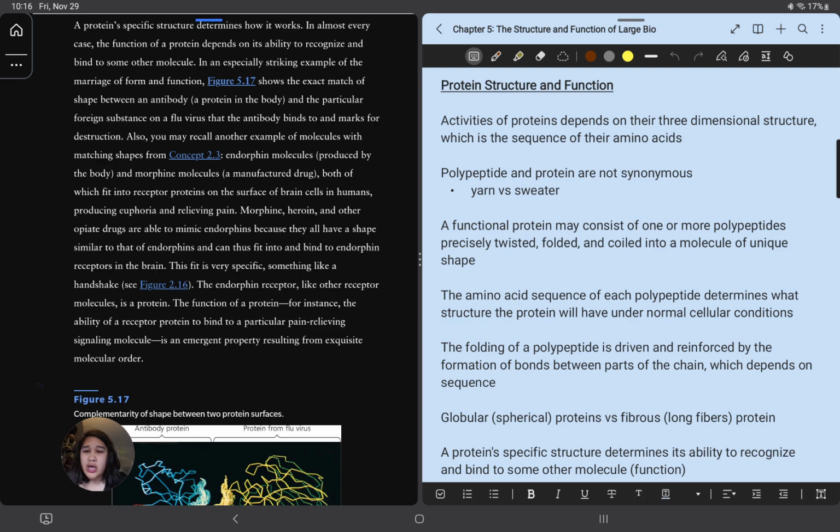Also, you may recall another example of molecules with matching shapes from Figure 2.3: endorphin molecules produced by the body and morphine molecules, a manufactured drug, both of which fit into the receptor proteins on the surface of brain cells in humans, producing euphoria and relieving pain. Morphine, heroin, and other opiate drugs are able to mimic endorphins because they all have a shape similar to that of endorphins, and can thus fit into and bind to endorphin receptors in the brain. This fit is very specific, something like a handshake.